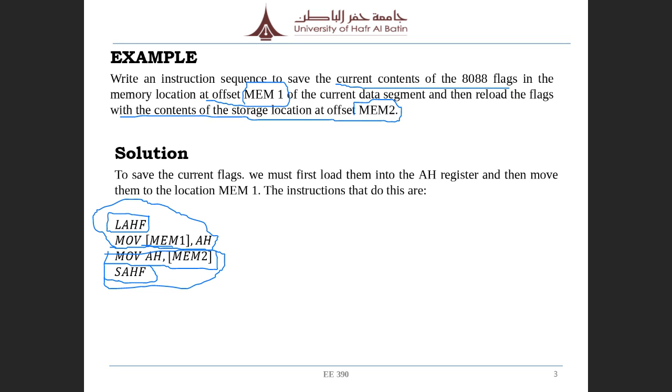So then, like always, the data is in the data segment. So that's why we do not have to mention the data segment, we just write the offset address. That's why it is said mem1 of the data segment, the offset mem1 of the current data segment. So always data is in the data segment, and we just write the offset.